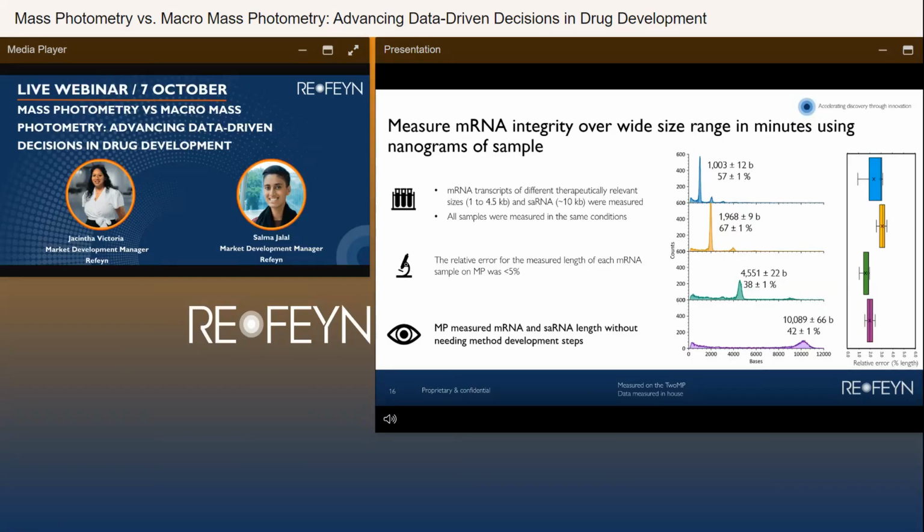We want to highlight here that all of the samples were measured in the same conditions, and the measurements of the length all had a relative error of less than 5% over this really wide size range. And you're able to measure self-amplifying RNA with the same methodology that you're using for your smaller mRNA therapeutics without needing any method development steps. It's just diluting onto the system.